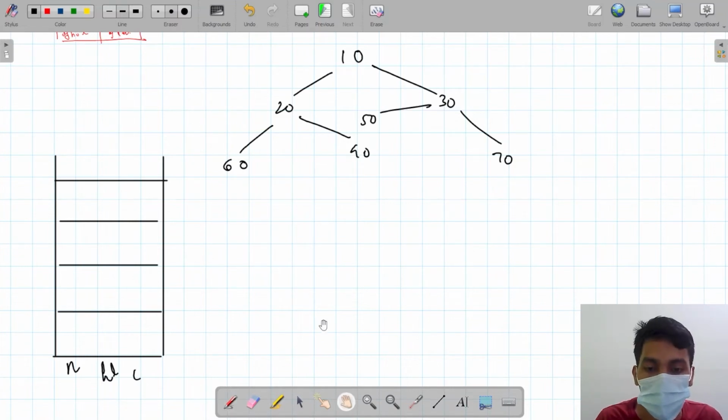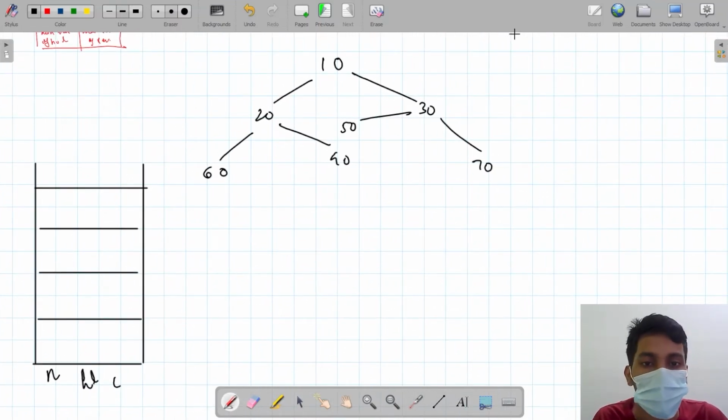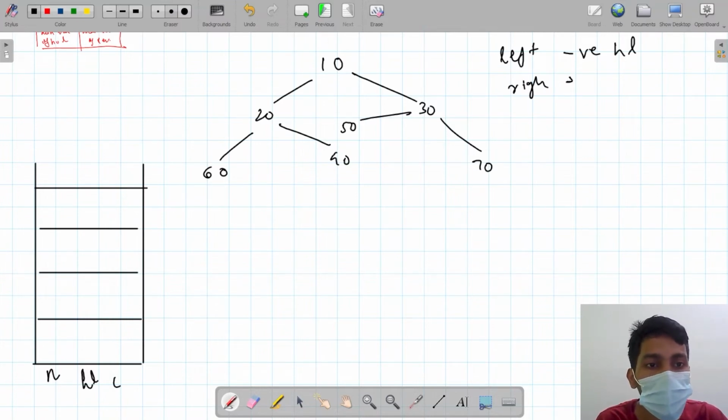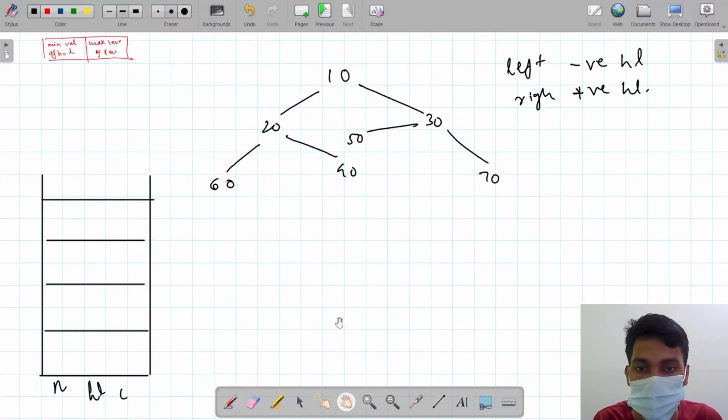Okay, now as we have discussed, if I go to the left position, if I make a call to the left side, then I have to use a negative horizontal level. I can say that I have to reduce my horizontal level. If I use my right call, I have to use a positive horizontal level, that is, I have to increase my horizontal level. With this, let's start traveling.